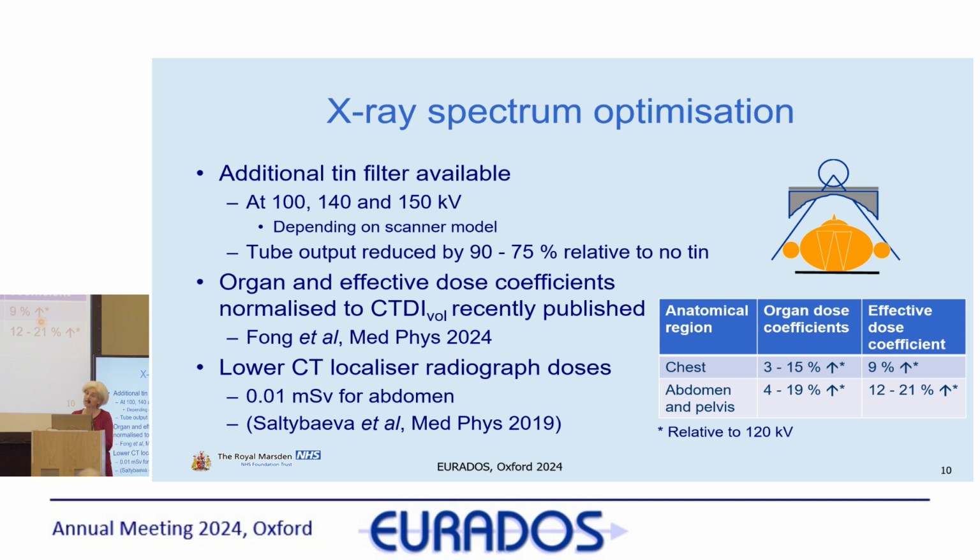There's also been some work done on what the impact of using the tin filter in the CT localizer radiograph is, and this is work done by Bieber et al. And they have calculated that for the abdomen, the effective dose could be as low as 0.01 millisieverts. So that's an order of magnitude down on the CT localizer radiograph. So with a tin filter, it becomes less of a concern for the dosimetry.